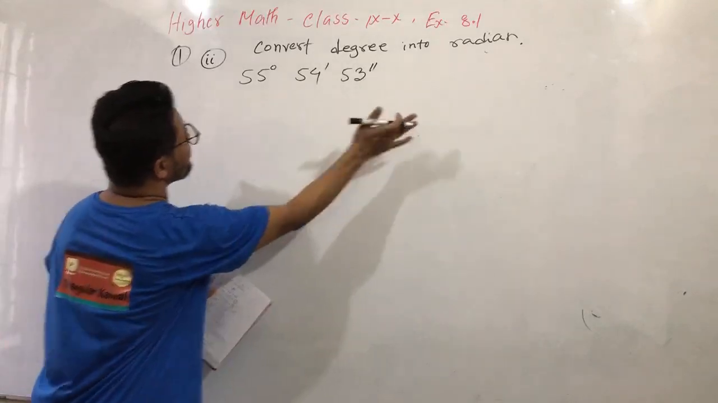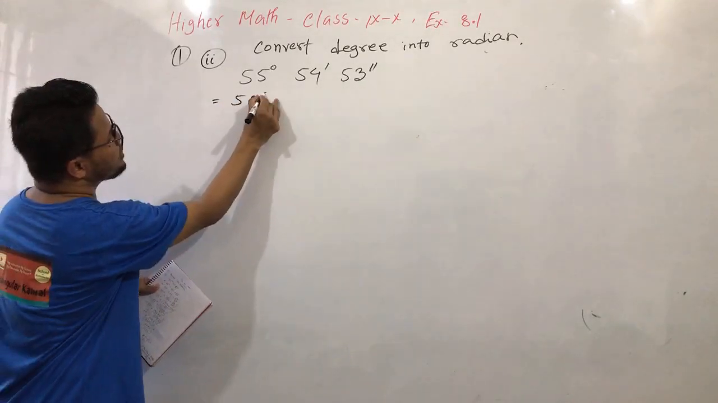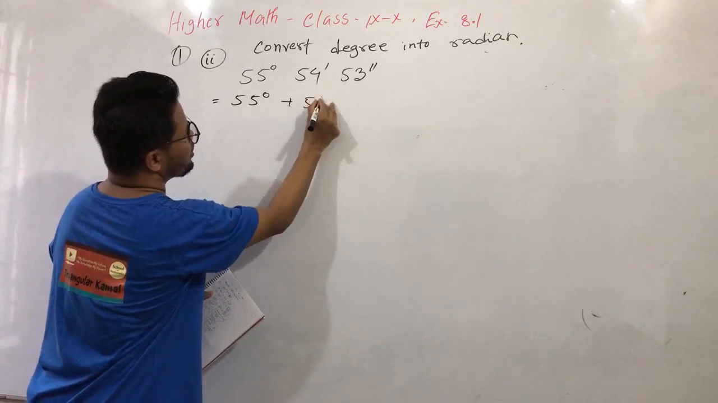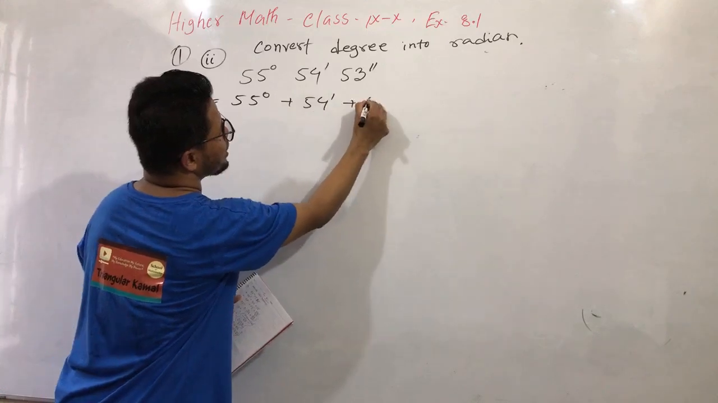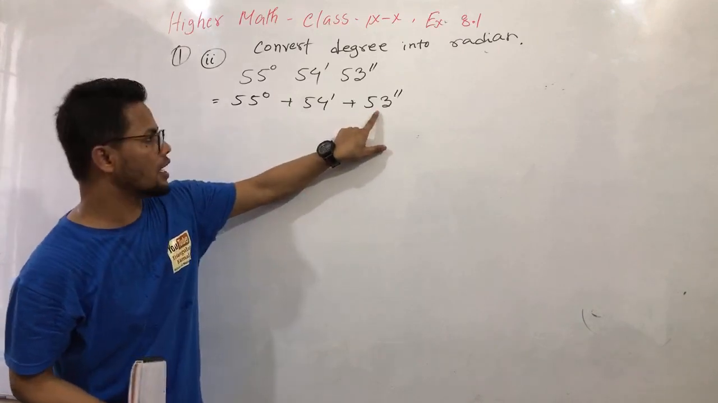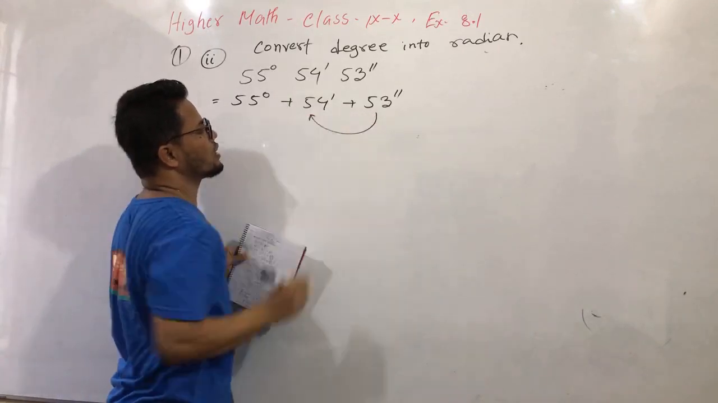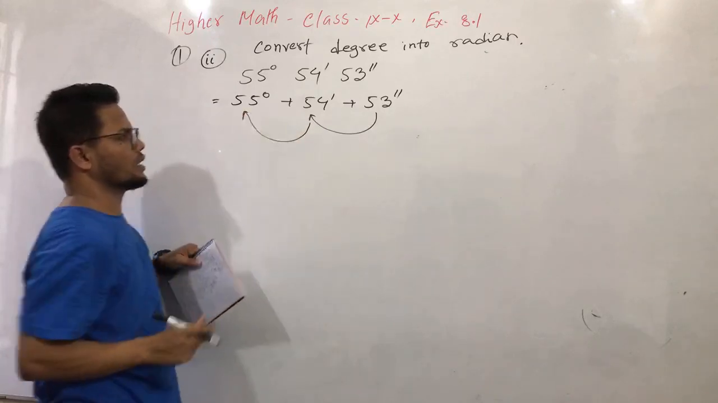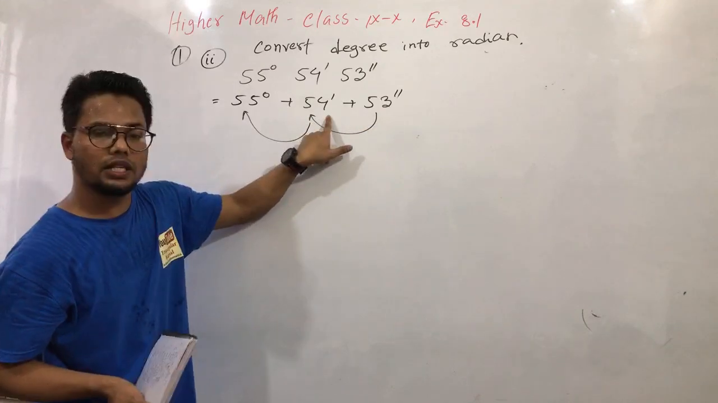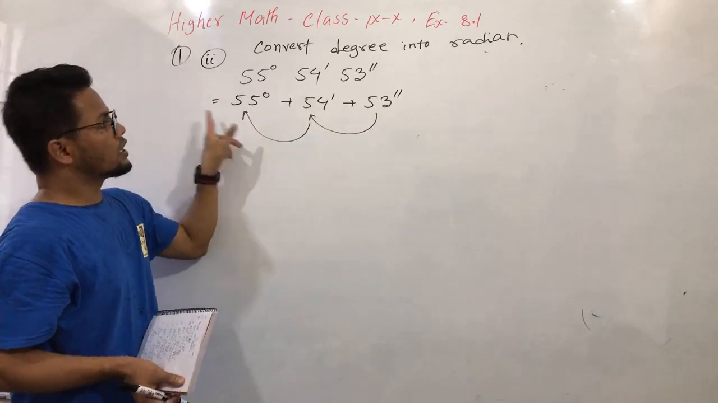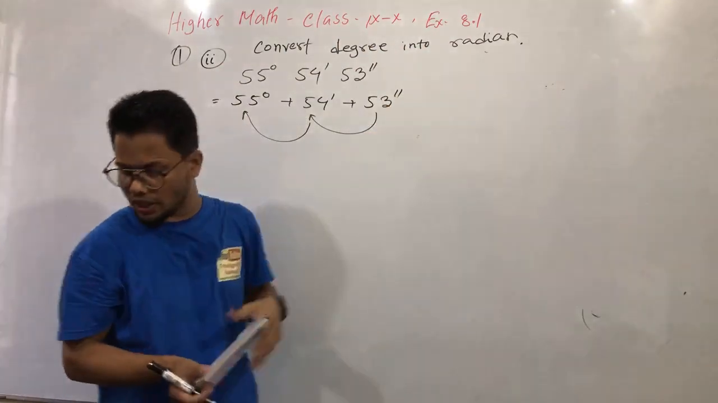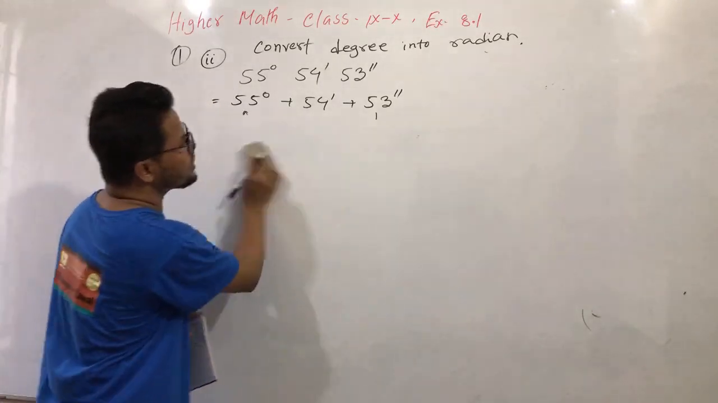Okay, first separate this one: 55 degree plus 54 minute plus 53 second. Starting from the smallest one, first this one is converted into minute, then minute is converted into degree. So first we convert the smallest unit, the second, into minute, then minute into degree, and finally degree will be converted into radian. So the first step: second converted into minutes. What is the relation between second and minutes?